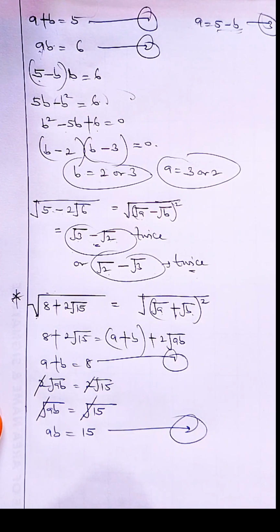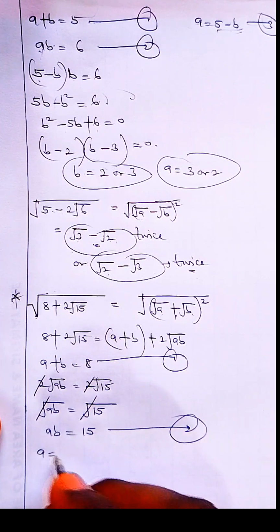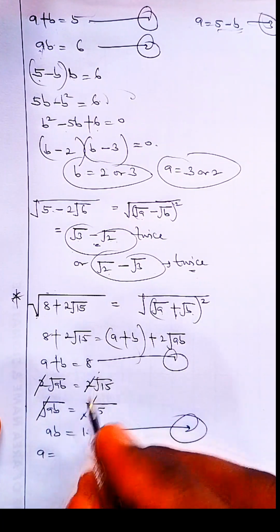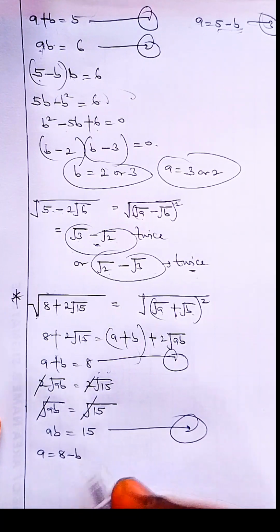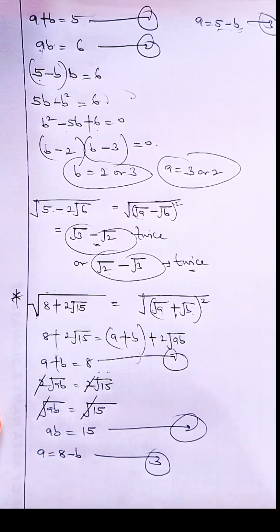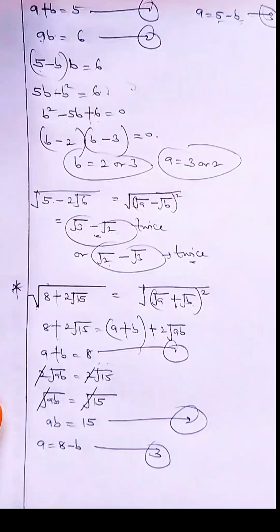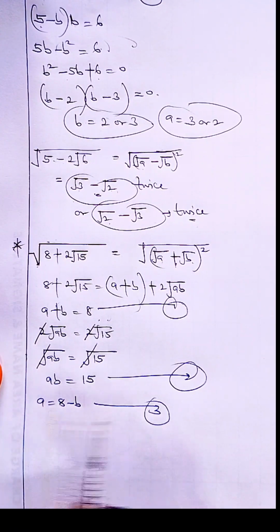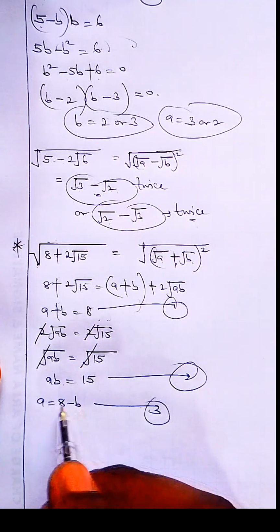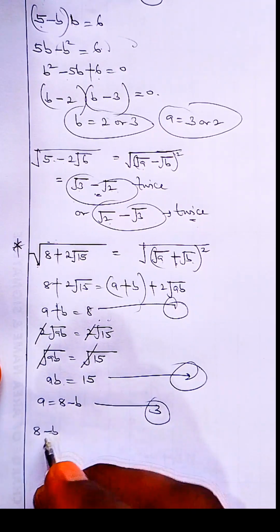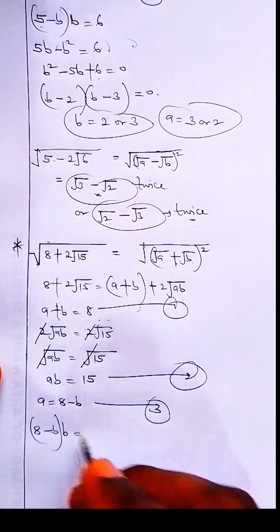The next thing we're going to do now is to use the substitution method to solve it. So a equals, we send the b to the other side. That will be a equals 8 minus b, equation 3. We're almost there. So the next thing we're going to substitute equation 3 into equation 2. So ab equals 15, a is 8 minus b. 8 minus b times b equals 15.